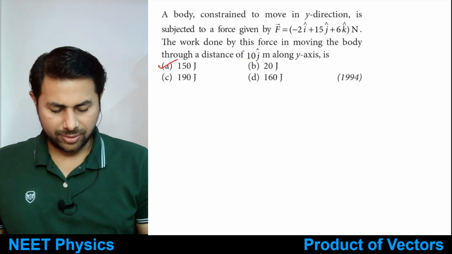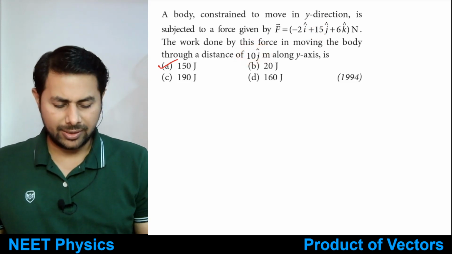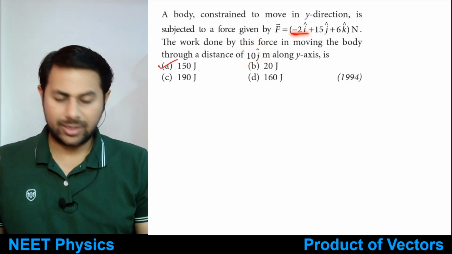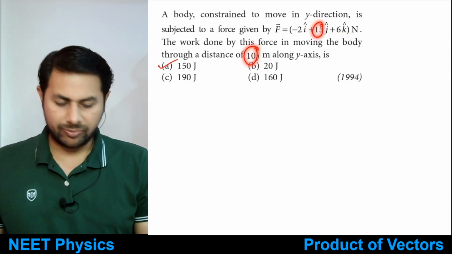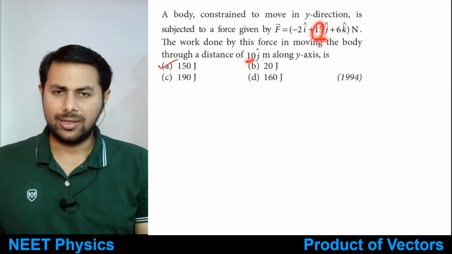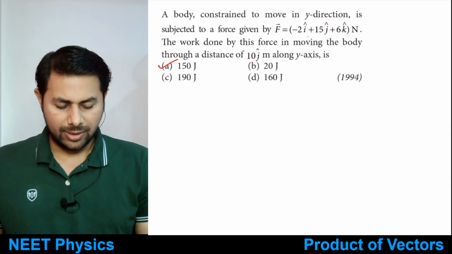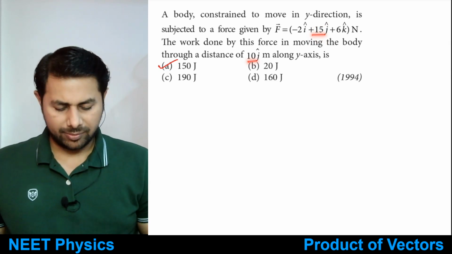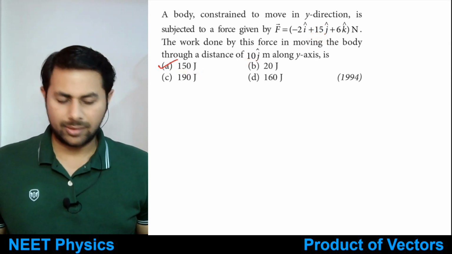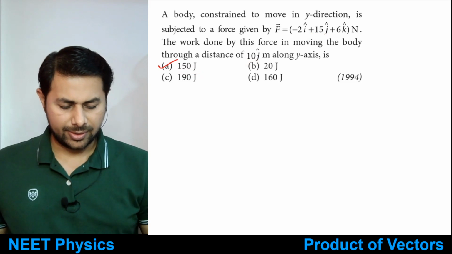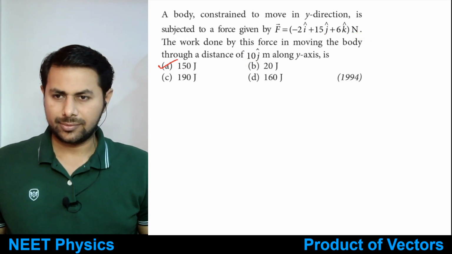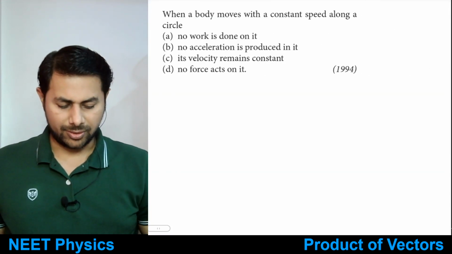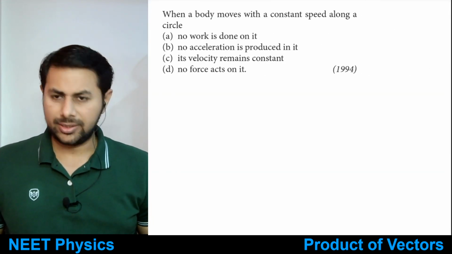Okay, so displacement is only along the y axis, right? Therefore the x component doesn't do any work, the z component doesn't do any work, only the y component is doing work. So that is 15 j cap, the y component of force, multiplied by 10 j cap. So that is 15 times 10 means 150 joules. Okay, so that's very simple, right? Okay, good. Then let's see the next one.